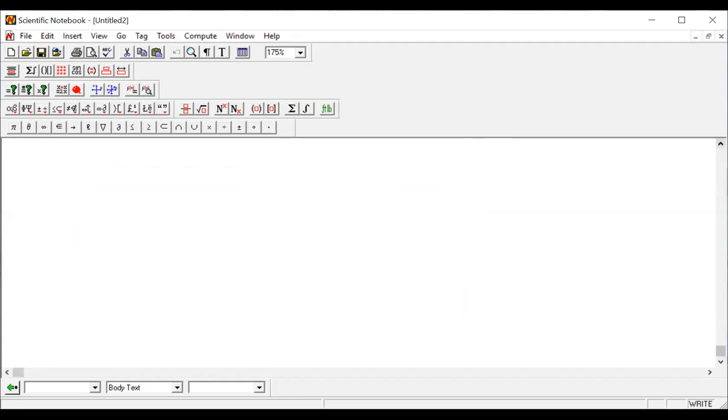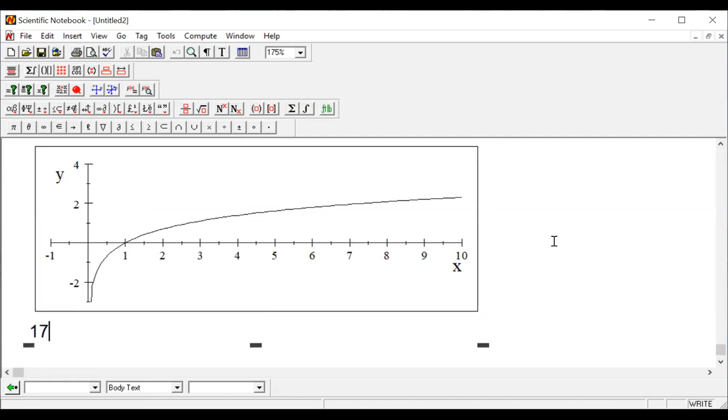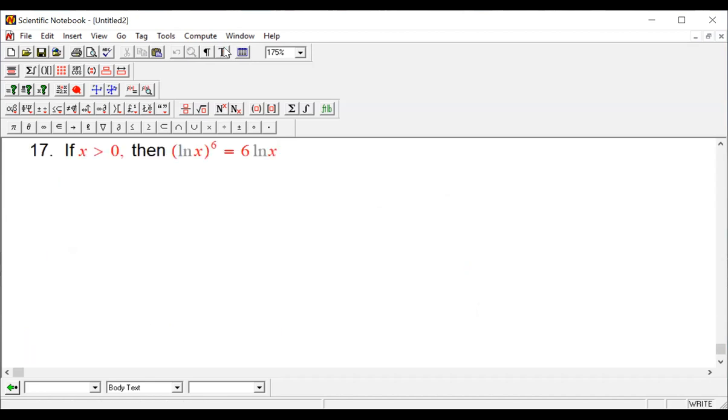Let's look at number 17. If x is positive, then ln x to the power 6 equals 6 times ln x. So the domain is guaranteed, no question about the domain. But will this be true?